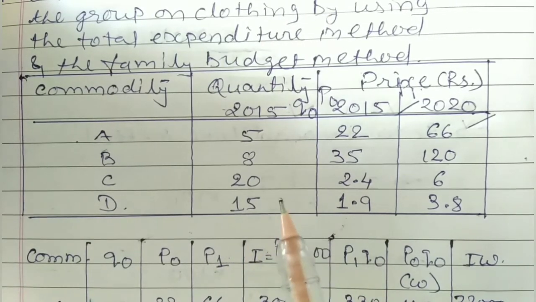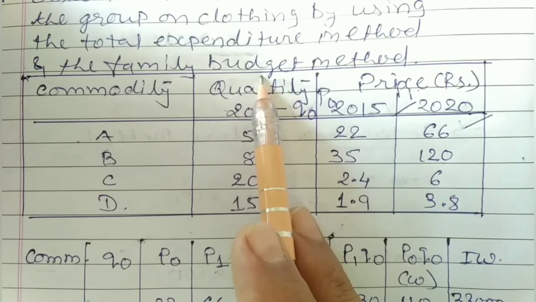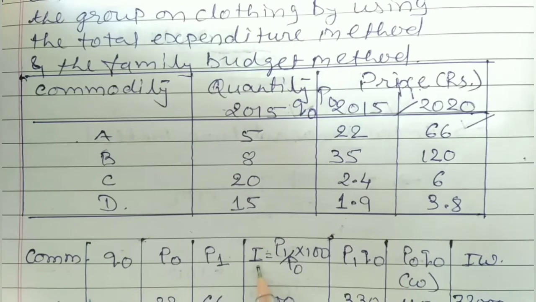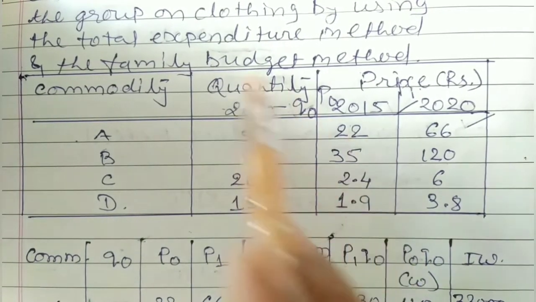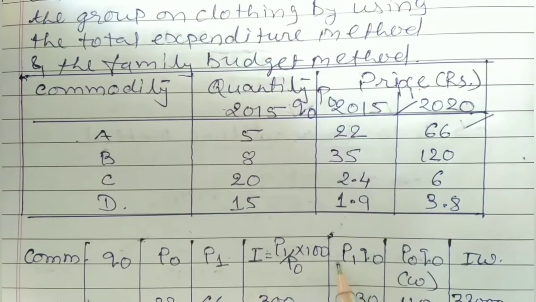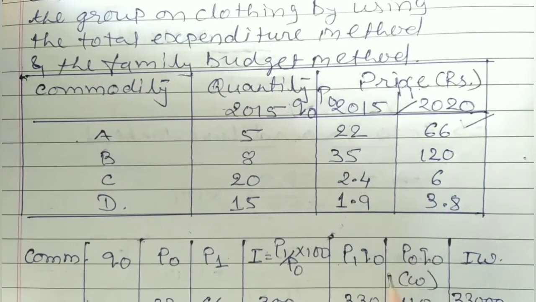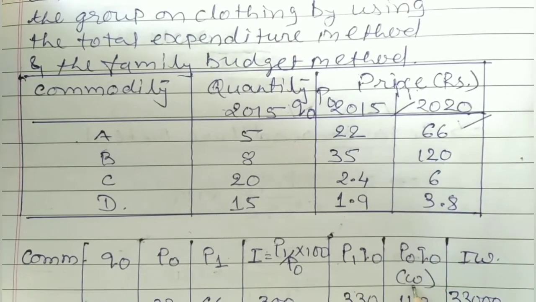You are about to find it by the family budget method also, and that requires sigma IW upon sigma W. That's why the formula is required for I also. So I is equal to P1 upon P0 into 100. For the total expenditure method, it is sigma P1 Q0 upon sigma P0 Q0 into 100. That's why the next column would be P1 Q0, and the next column would be P0 Q0.